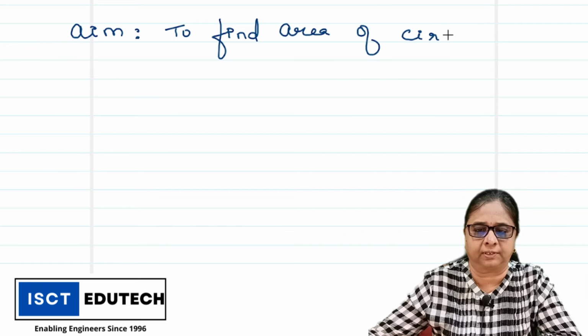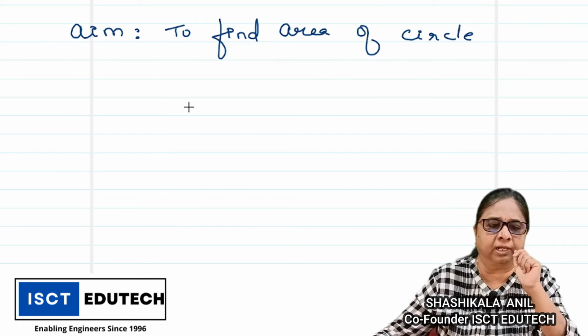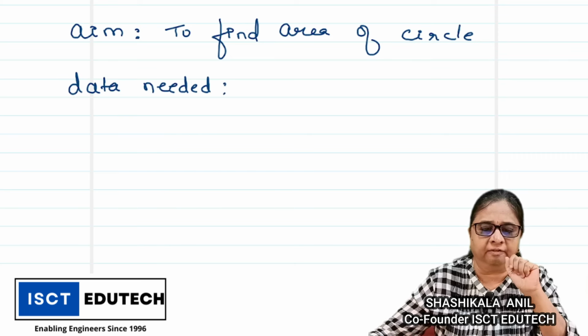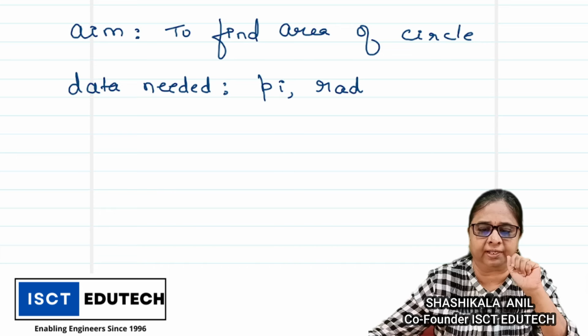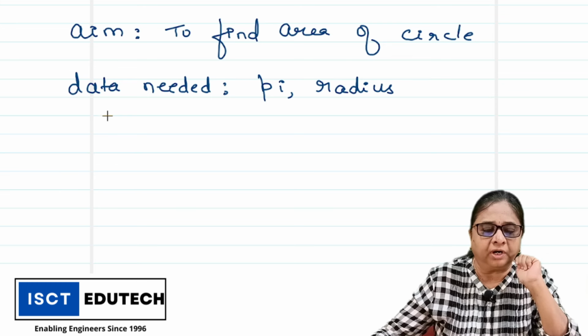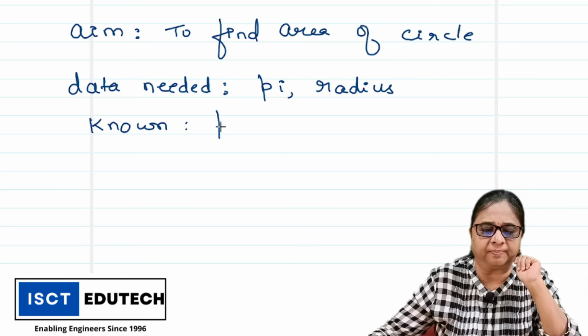To find the area of a circle, what all data we need? The data needed. Let's write that. We need to know the value of pi and we need to know the value of radius. These are the two major things we require. What is known to us? Known to us is the value of pi, which is 3.142.